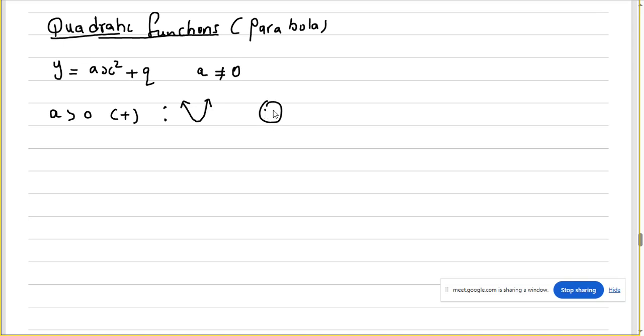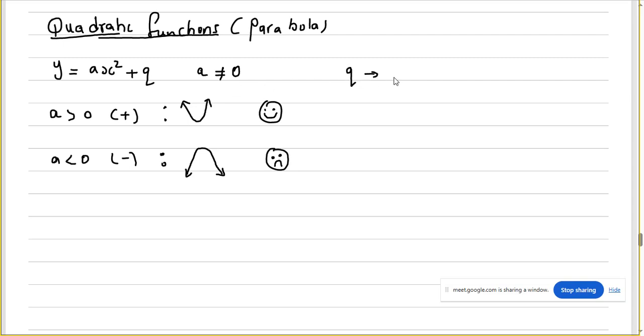It has a happy face. Can you see this? It's smiling. Yes. But if a is less than 0, meaning it's negative, your graph should look down. Then we say that it has a sad face. Can you see this guy's angry? Yes. Right.